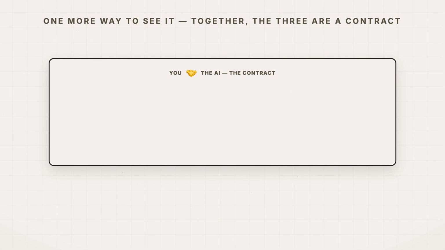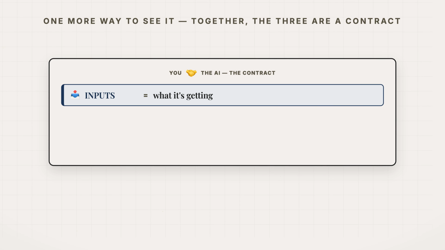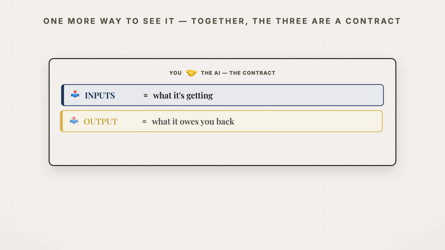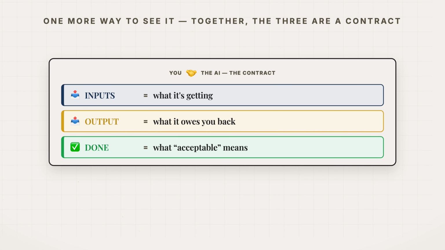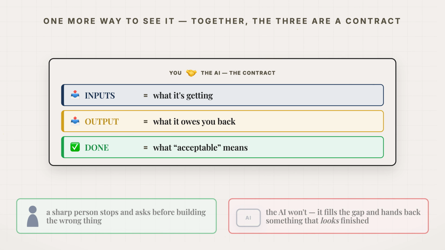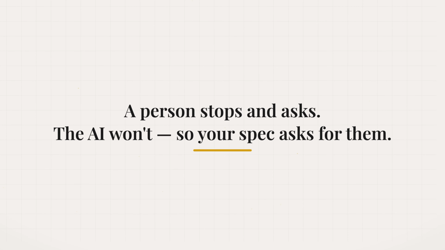One more way to see why these 3 carry so much weight. Together, they're a contract. The AI knows what it's getting, the inputs. It knows what it owes you back, the output. And it knows what acceptable means. Done. Hand a vague assignment to a person and they'll struggle too. The difference is a sharp person stops and asks you a follow-up question before they go off and build the wrong thing. The AI mostly won't. It'll confidently fill the gap and hand you something that looks finished. So your spec has to carry everything a careful person would have stopped to ask about, because the AI isn't going to stop and ask.